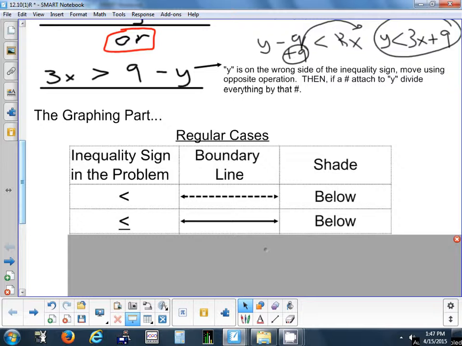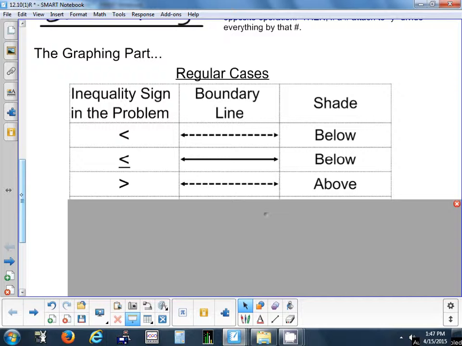Next, what's this say? Less than or equal to, right? So I've got less than or equal to, solid line, but still shade below. Whether it's less than or less than or equal to, I shade below, but the type of line will be different. All right, Tyler, what's this say? What's that mean?